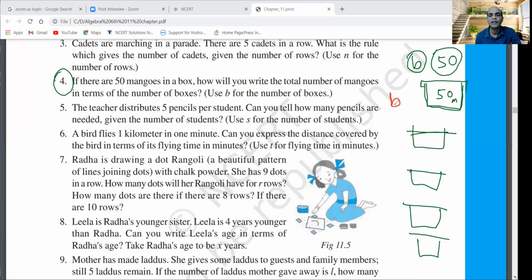But what's the fixed one? 50 is fixed. So what could be the rule? 50b, very good. 50 multiplied by b, or you can write 50b, is the common rule to get the answer, right? Very good.